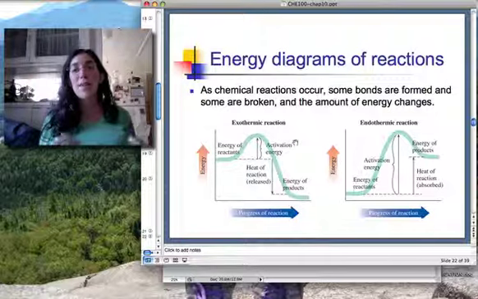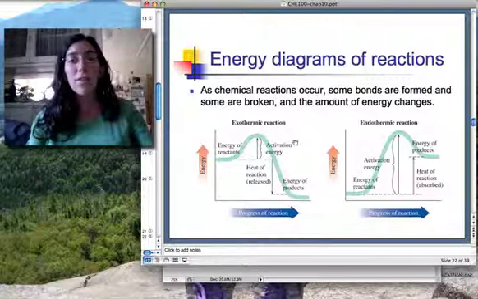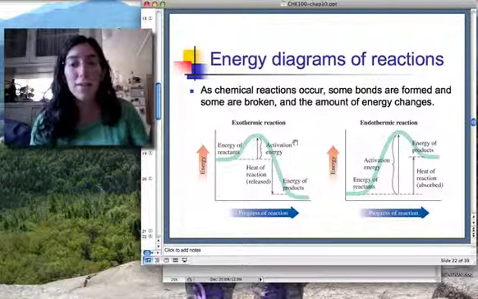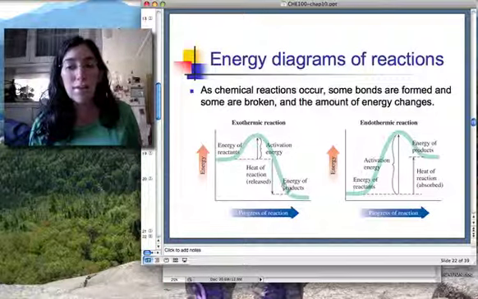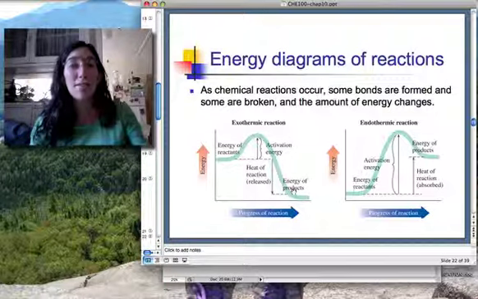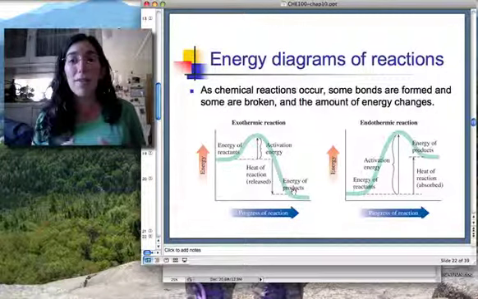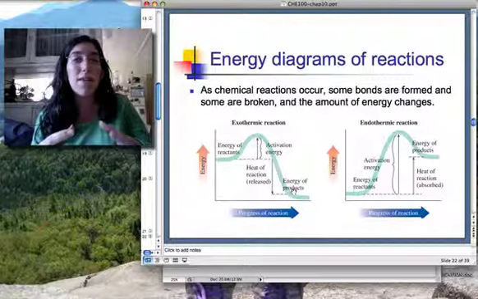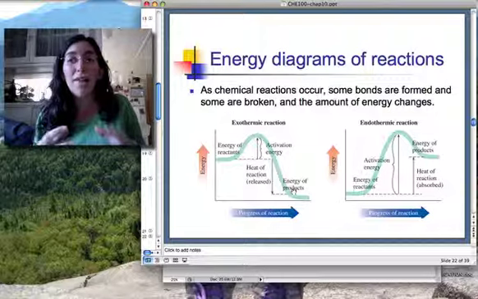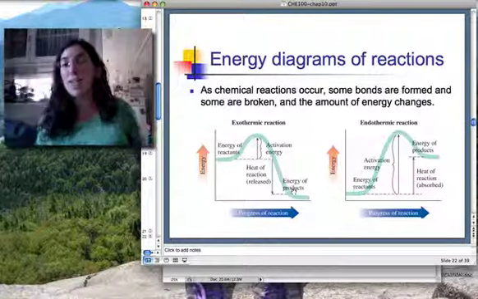Exo means external, okay, so it gives off energy. There's a net loss of energy. Heat is released from the reaction. So actually, if you did an exothermic reaction in a beaker, you would feel it get hotter because it's releasing that heat.